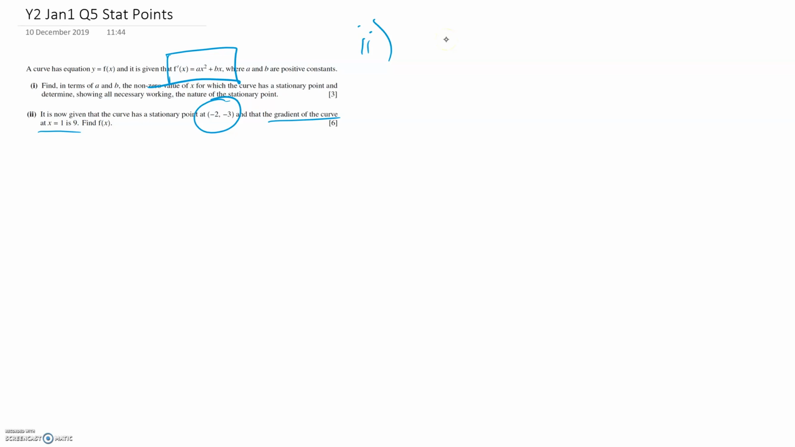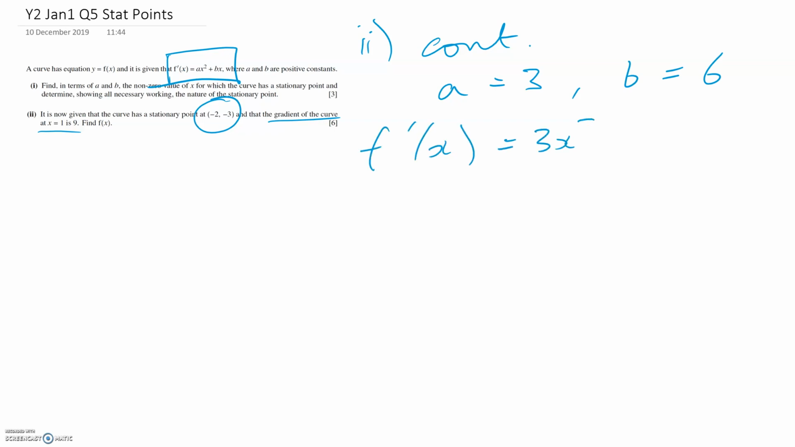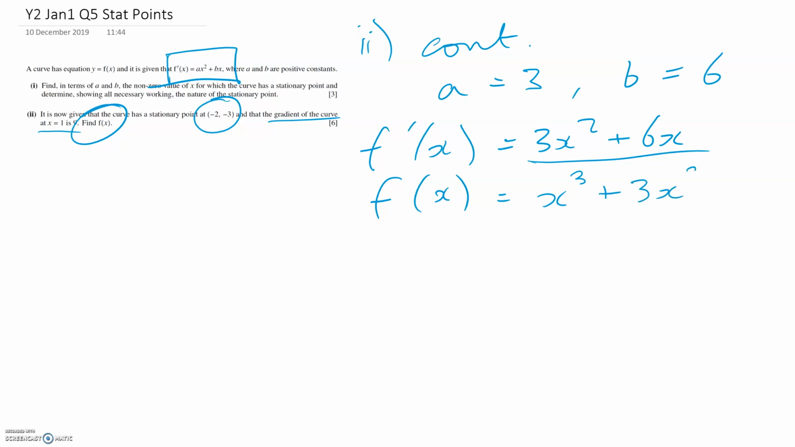So we're still carrying on with part 2. So now we know that a equals 3, b equals 6. The equation of f dash x is 3x squared plus 6x. The question asks us to find f(x), so we're going to need to integrate this now. So f(x) equals the integral of this, which is going to be x cubed plus 6x squared over 2, which is 3x squared. Now don't forget your plus c here.